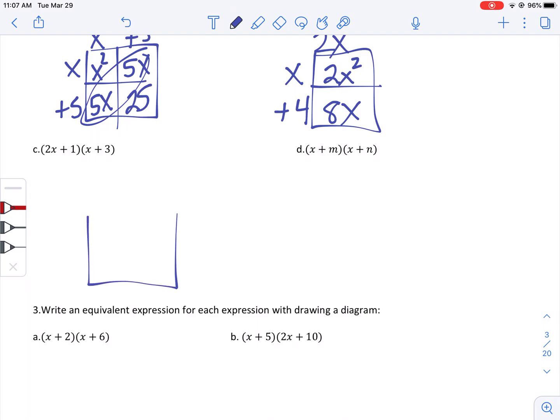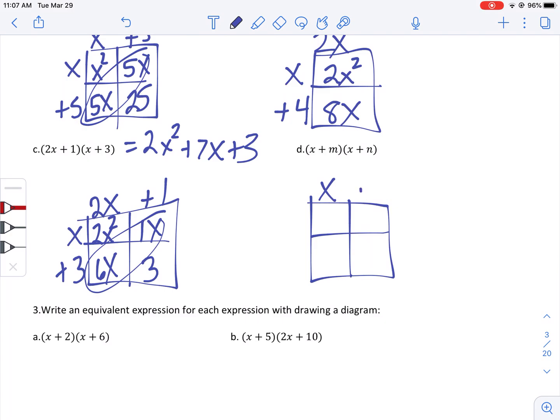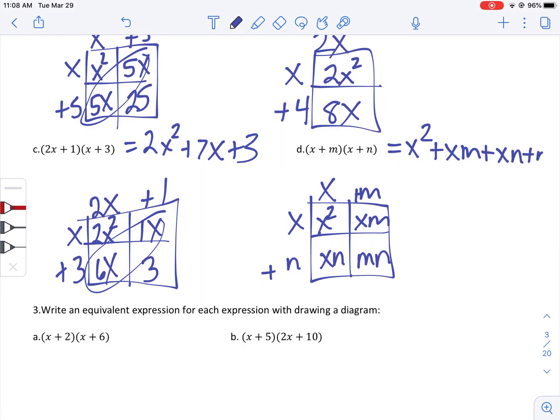All right, so then we have another one here. 2x plus 1, x plus 3. So we have 2x squared, 1x, 6x, and 3. So that makes 7x. So we have 2x squared plus 7x plus 3. All right, and now we're dealing with just letters, but we can do the same thing. x plus m, x plus n, and you'll notice I always put the plus signs there. So x squared, xm, xn, and mn. So this one would be x squared plus xm plus xn plus mn.